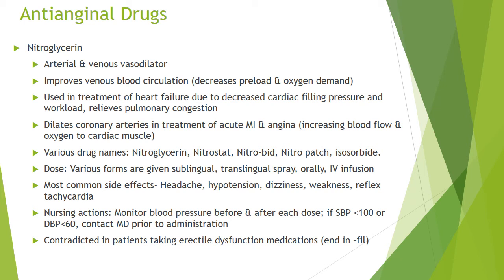And we can use it in the treatment of acute MI and angina because it dilates the coronary arteries, increasing the blood flow and the amount of oxygen to our cardiac muscle. Some various drug names that you might see nitroglycerin listed as or in the forms of are nitroglycerin, Nitrostat, Nitrobid, nitropatch, and isosorbide. The dosage varies based on the form, whether it's given sublingual, translingual, orally, or IV infusion.